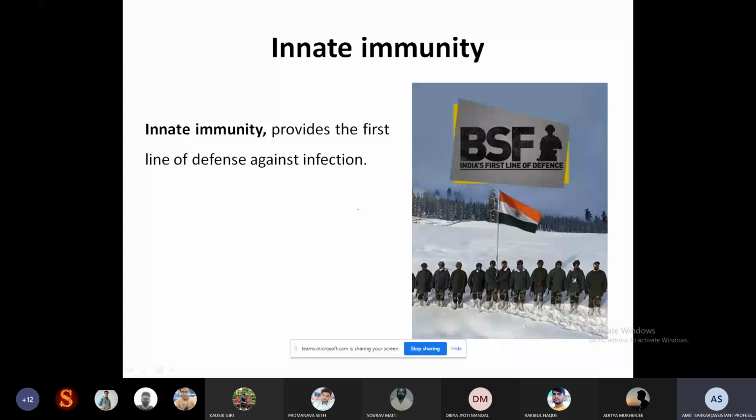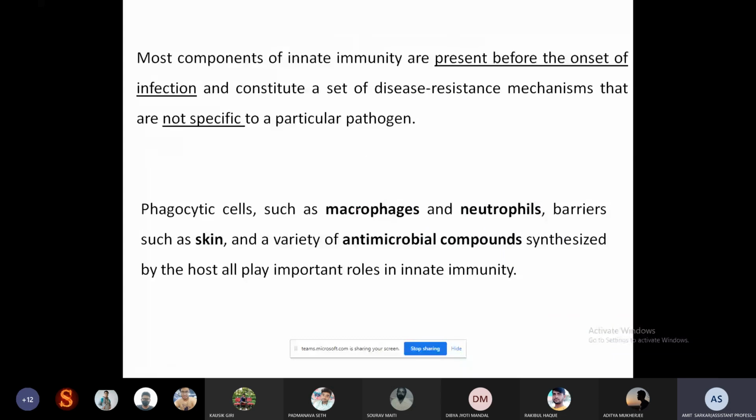Okay, so the main peculiarity or important characteristic is that most components of the innate immunity are present before the onset of infection. So it doesn't matter at all whether you are exposed to that particular type of microorganism ever in your life or not. Okay, so it doesn't matter where you are born.